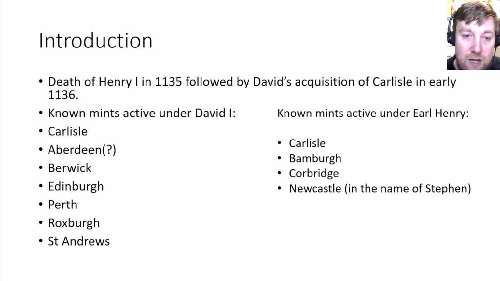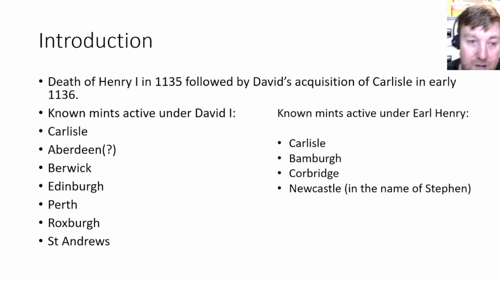I'll talk you through the basic chronology of David's coins in a bit. But first, I shall just give you an overview of the known mints that were active under King David I. Carlisle was the first one. Then Aberdeen is uncertain. There is one coin that was in the Studeby collection that was supposedly from Aberdeen, but that is the only specimen that is known supposedly from Aberdeen. We also have Berwick, Edinburgh, Perth, Roxburgh and St.